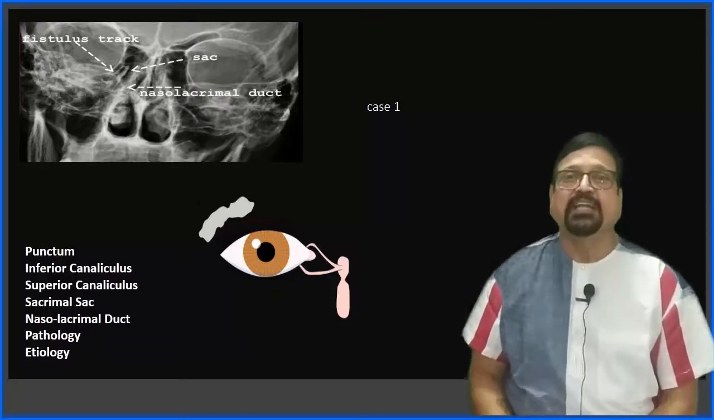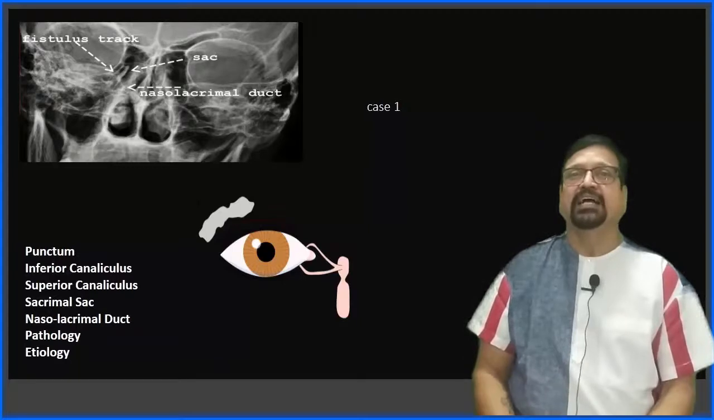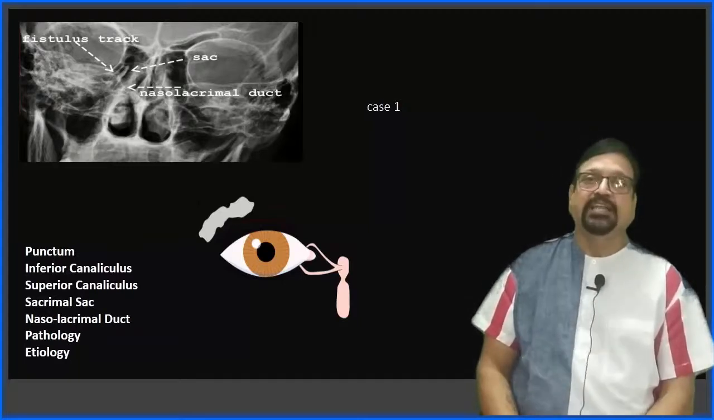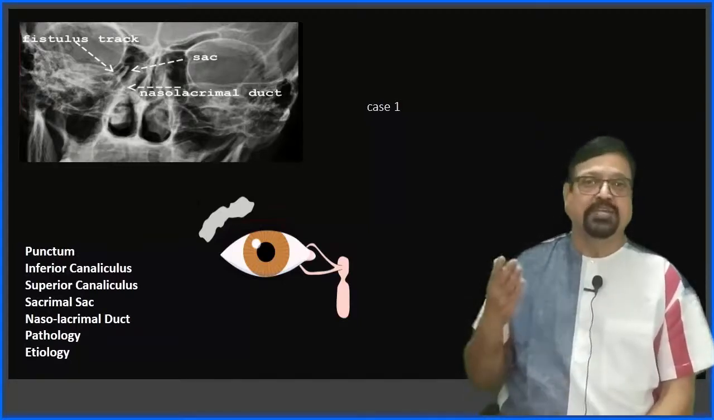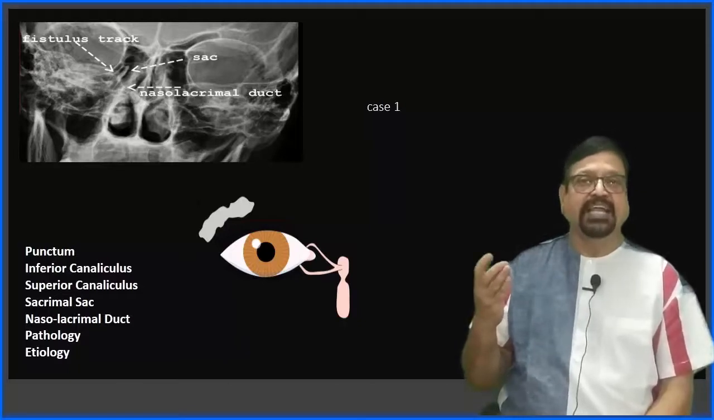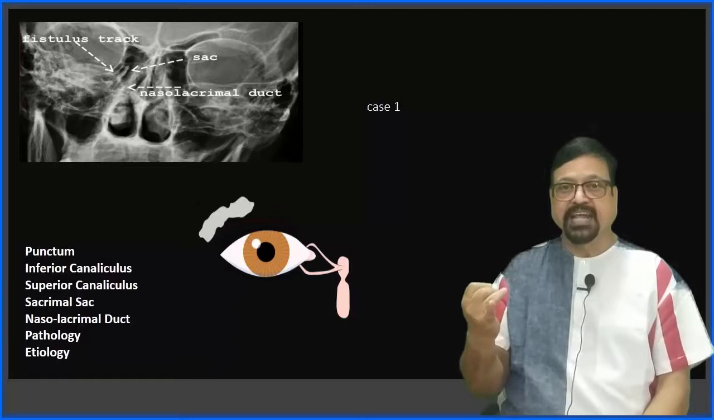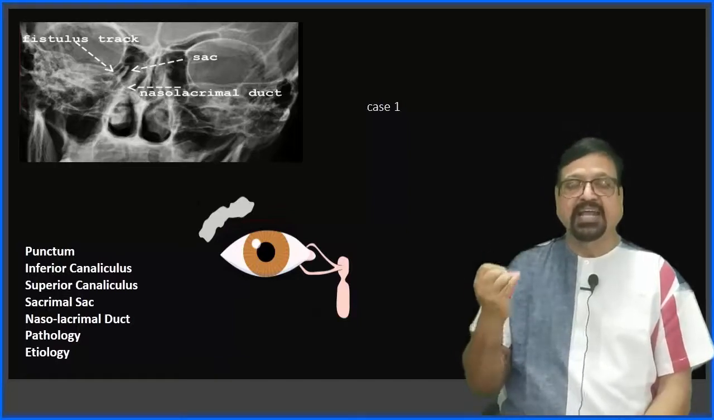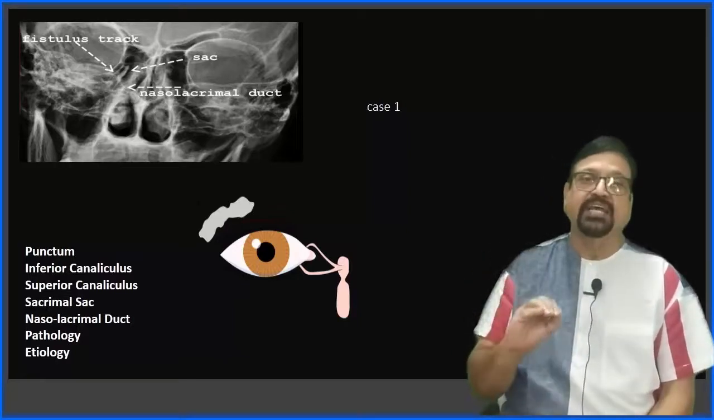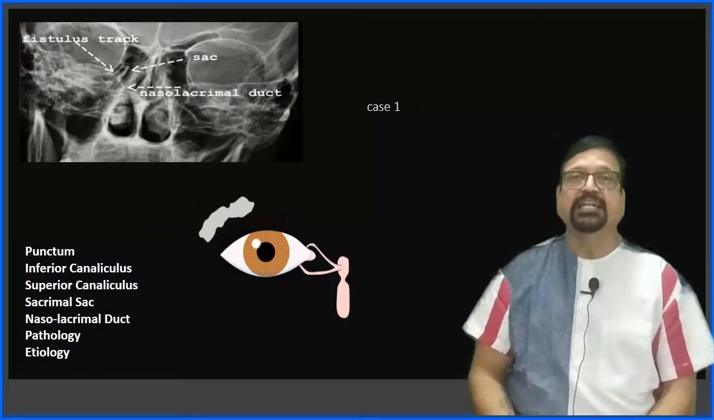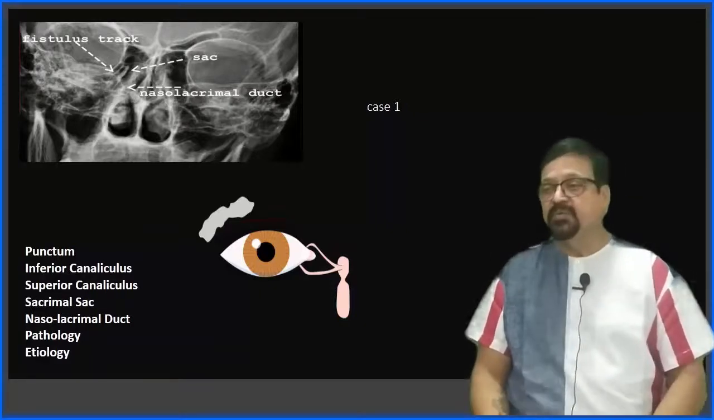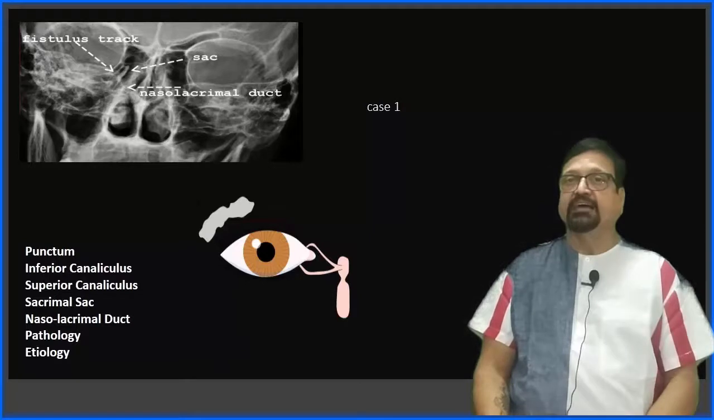Now we come to the film reading session. Here you have to report it as: first the punctum, then the inferior canaliculus, then the superior canaliculus, then the lacrimal sac, then the lacrimal duct, and then the pathologies or etiologies, whenever possible, you can interpret. So 10 seconds now. After 10 seconds, it will change.